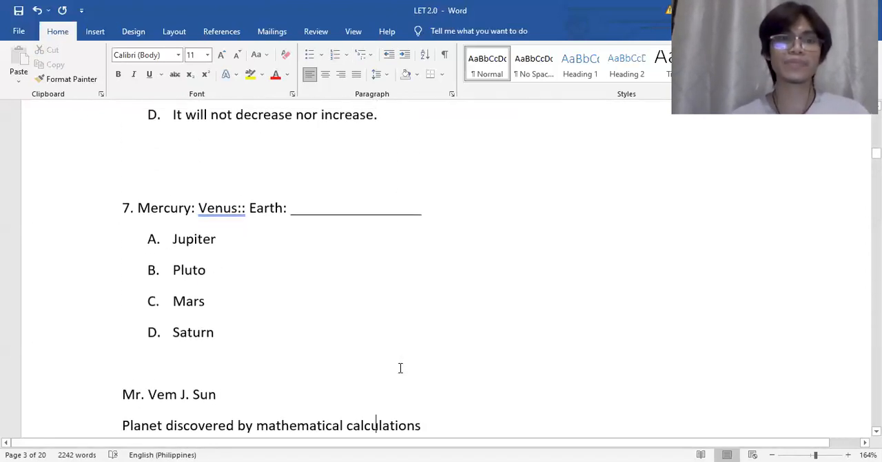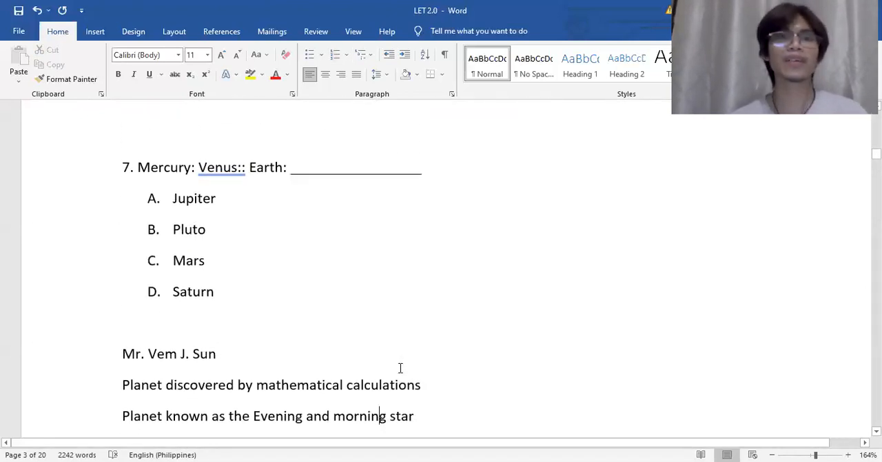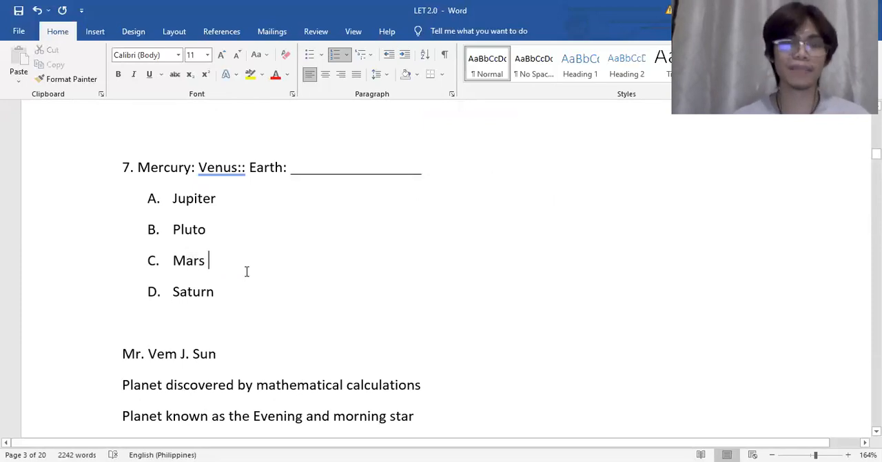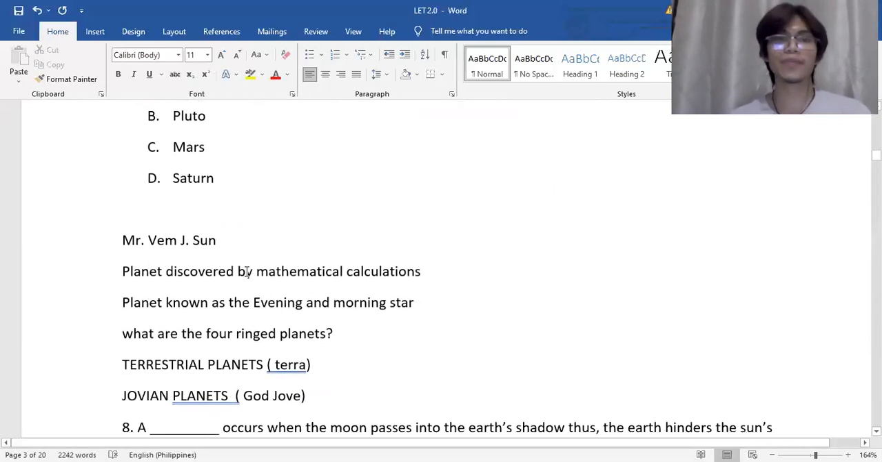Number 7, Mercury is to Venus, Venus is to Earth. Mercury, Venus, Earth, Mars. So that is letter C, Mars. Correct. Andyan kasi yung mga order niyan eh.